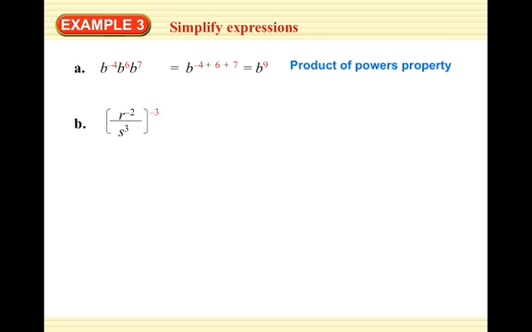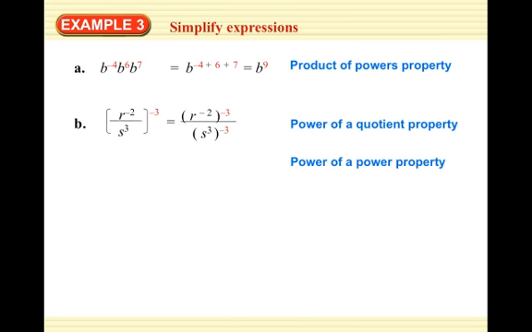On this next one, we've got r to the negative 2 over s cubed, all raised to the negative 3 power. Okay, we're going to go ahead and use the power of a quotient property, and so that means we're going to have r to the negative 2 raised to the negative 3 power, and we're going to have s cubed raised to the negative 3 power.